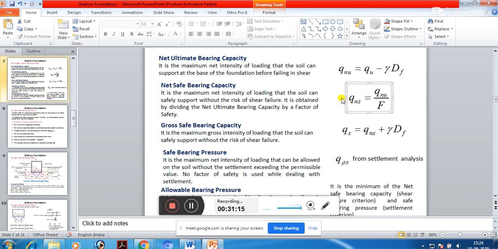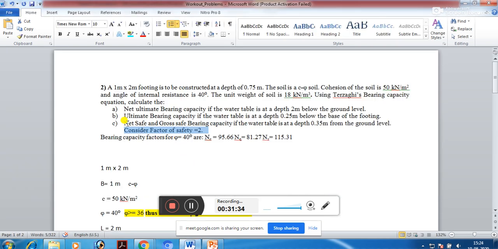And once you get the net safe bearing capacity, if you add the value of what is called surcharge to it, that is going to give you the value of gross safe bearing capacity, and that is what is asked in the question also. You will have to find out net safe bearing capacity and gross safe bearing capacity.